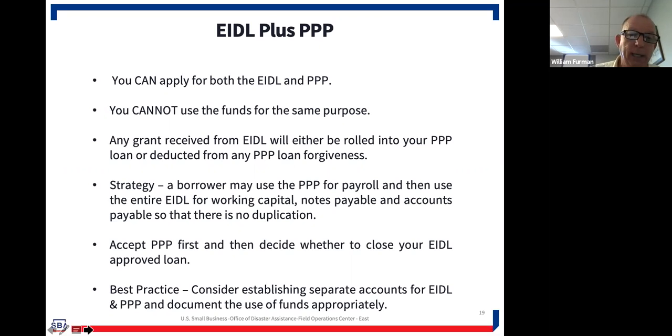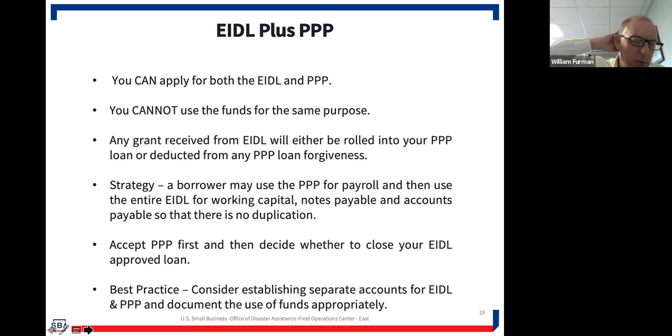So to avoid any of that, make sure that you use your EIDL loan for working capital purposes. Do not use your EIDL loan or the EIDL grant for payroll. Use it for working capital, and then use your PPP for payroll. Okay, so you want to keep those separate. You don't want to commingle them.